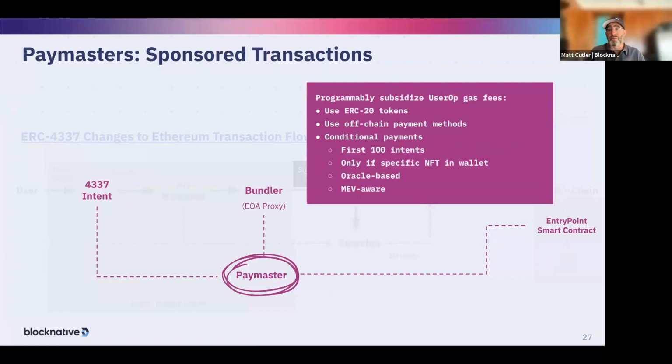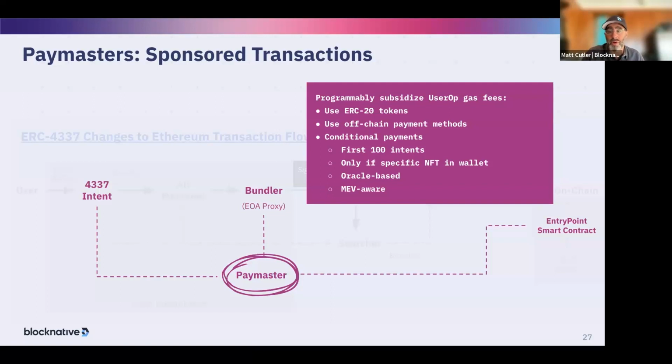So Paymasters have super desirable properties that you can now cover gas fees with any asset, not just Ether. So one of the big challenges, of course, with EOAs is there's only one way to pay for gas. That way you pay for gas is with Ether. If the user doesn't have Ether, doesn't have enough Ether, it creates all sorts of really challenging problems in the user experience.